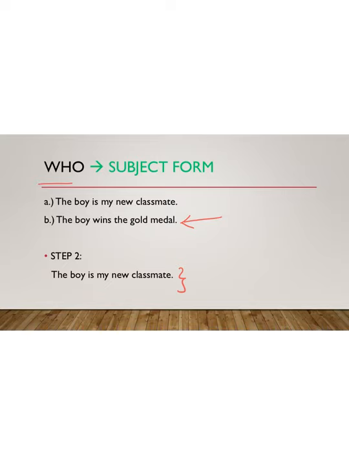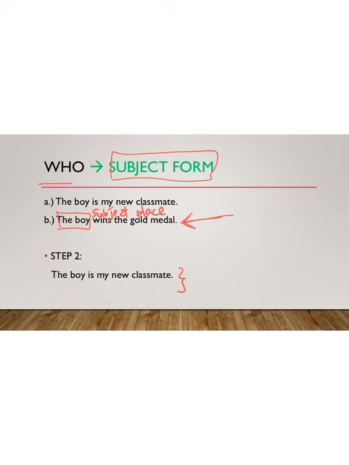Who? And then we have got subject form. So what does it mean? It means that we have to look at this sentence, the additional information here. And where can you find the boy? Actually, you can find the boy here, right? And that's why it is in the subject place. And that's why we have to use the relative pronoun who.